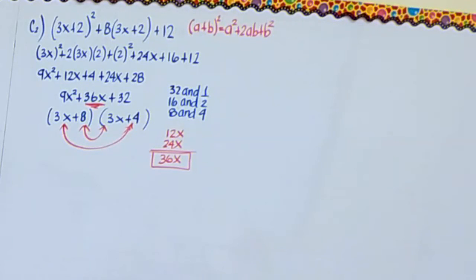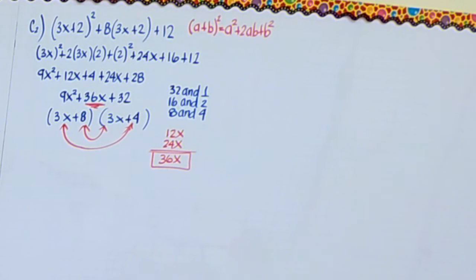Understood? Perfect. So if the answer gave us the same as the middle term, it's correct. It's just an easy way how we can check the answer. The actual answer is 3x plus 8 times 3x plus 4, and I showed you how you can prove whether you did well or wrong.